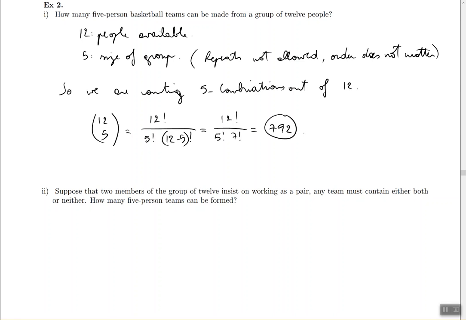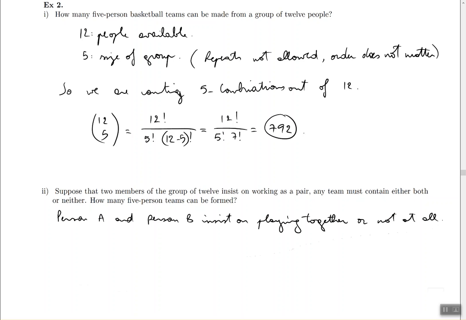Okay, so again, you have, let's say, person A and person B, and they like each other. They either want to play together or they don't want to play at all. So how many choices can now happen? How many groups can now be made? Okay, so person A and person B insist on playing together or not at all.